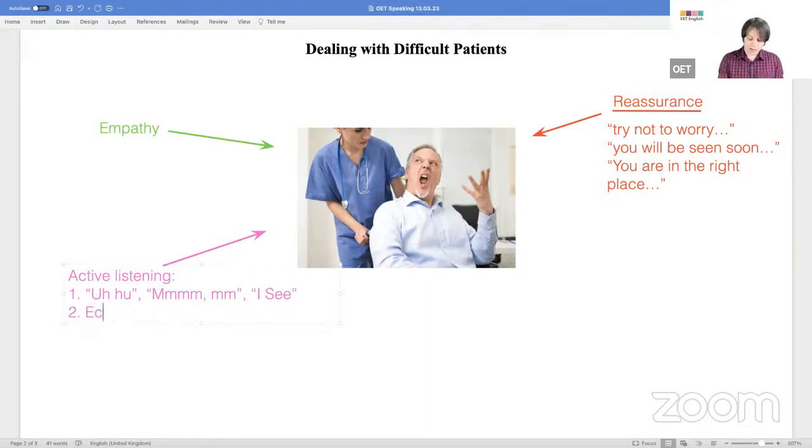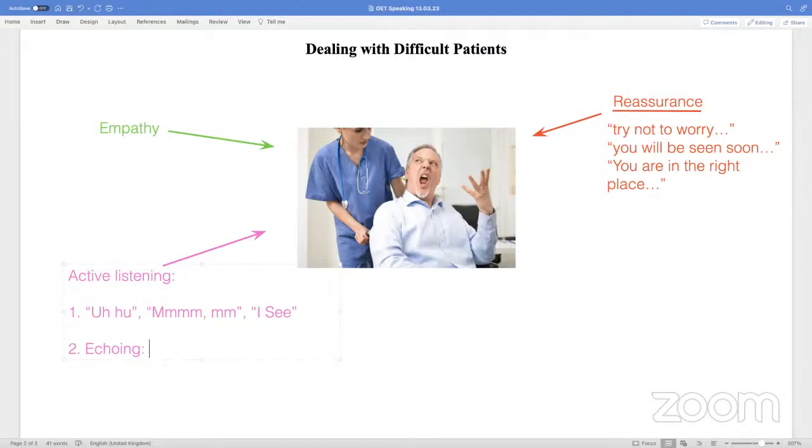This is called echoing. So Esgates, could you say hello? Hello. Do you know what echoing is? Repeating. The patient says, yes, you are in pain. Yeah, I see. So repeat key words. Words, yeah. Right.